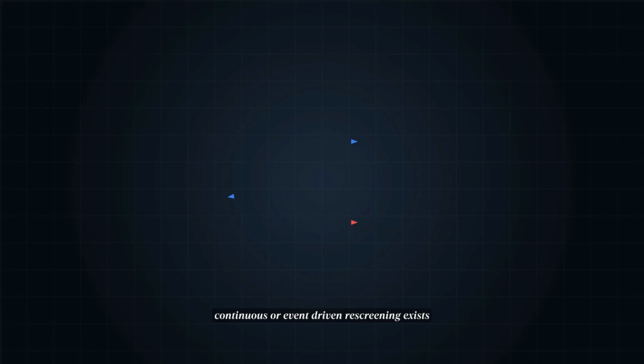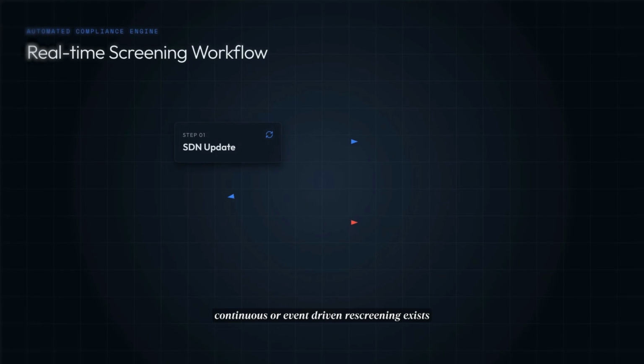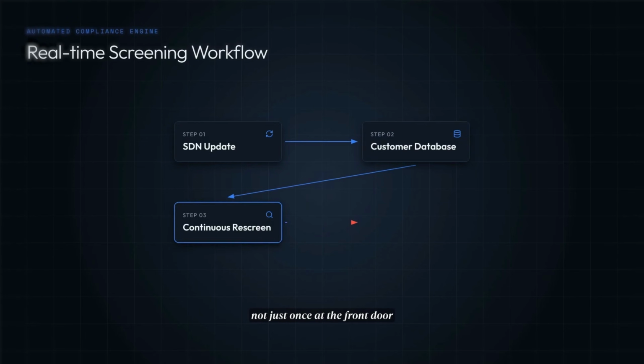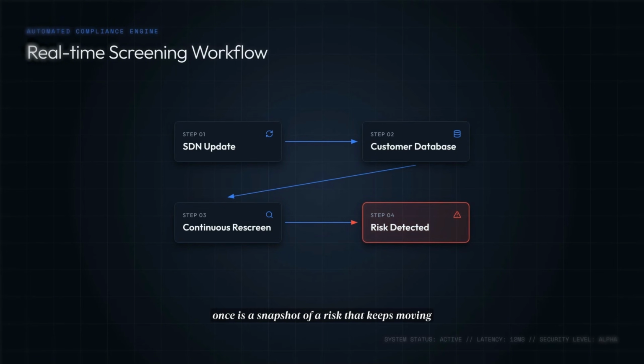This is why continuous or event-driven rescreening exists. You rescreen when the list changes. You rescreen when ownership changes. You rescreen on a schedule, not just once at the front door. A customer base that's screened once is a snapshot of a risk that keeps moving.